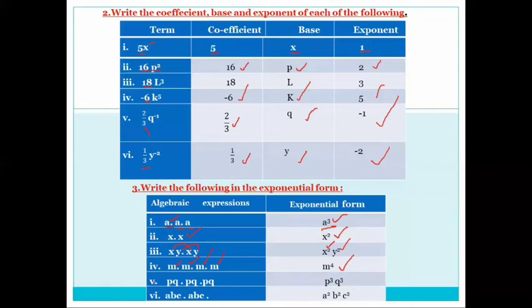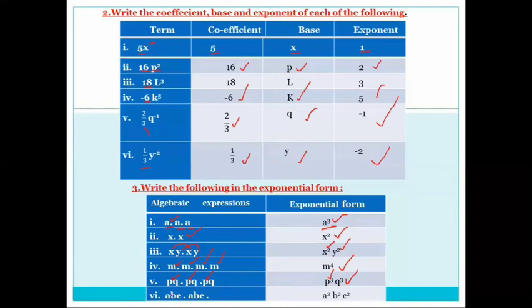In the fifth part, we have two values, p and q. Here is one p, this is the second p, this is the third p. It means it will become p power 3, 1 plus 1 plus 1. Again q is also 3 times. It will become q power 3.